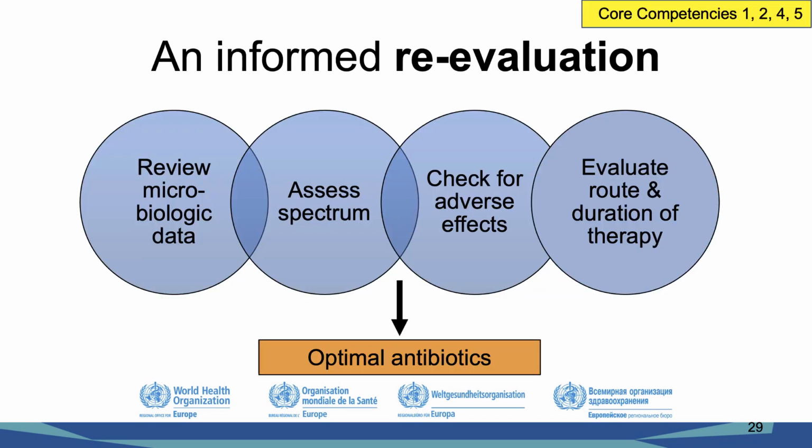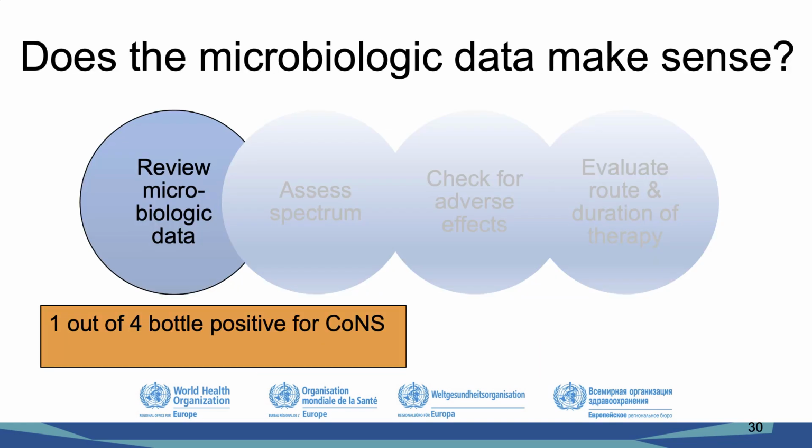Let's return to our case. So, does the microbiologic data make sense? In this case, only 1 out of 4 blood culture bottles from 2 separate venipuncture sites are positive for Staph epidermidis, which raises the possibility that this result represents contamination instead of true infection.